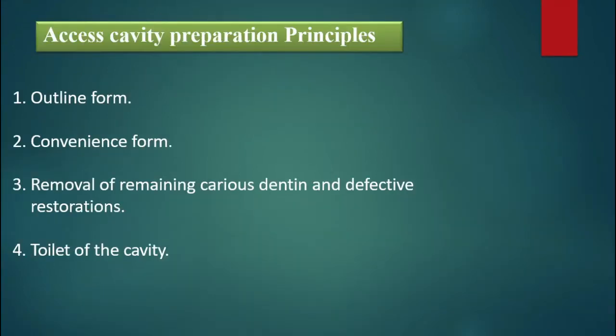All right, now let's move on to the access cavity preparation principles. In the beginning, I will list the four principles, four points, and then I will start explaining each of them. So number one is outline form, number two, convenience form, number three, removal of remaining carious dentin and defective restorations, and lastly, number four, toilet of the cavity.